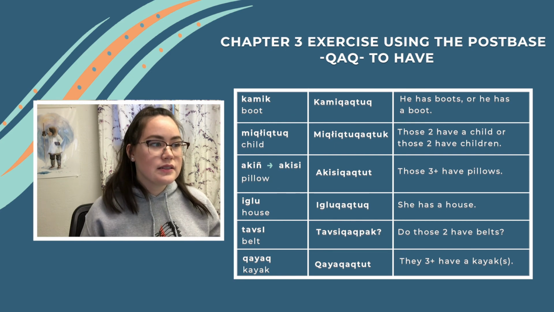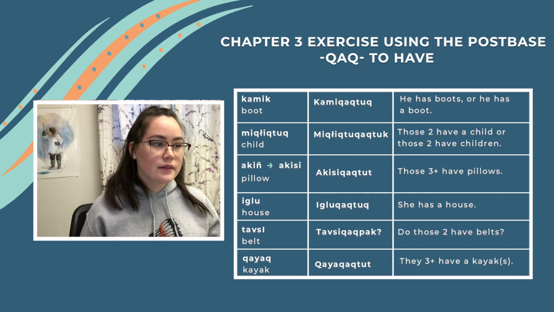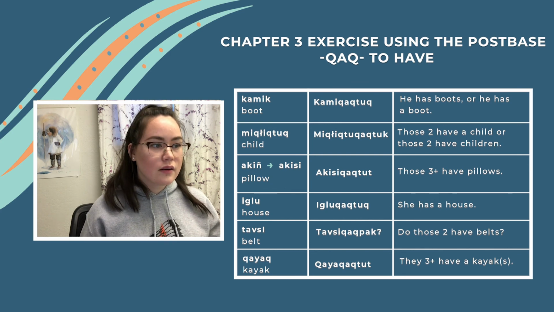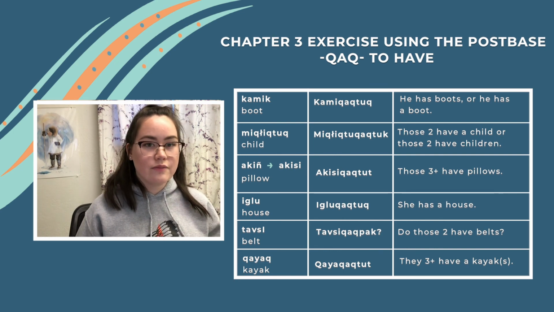Tavsi. Tavsi kakbak. Do those two have a belt? Do those two have belts? Kayak. We will drop the final consonant Q, and the result will be kayakakdut. They three or more have a kayak, or they have many kayaks.